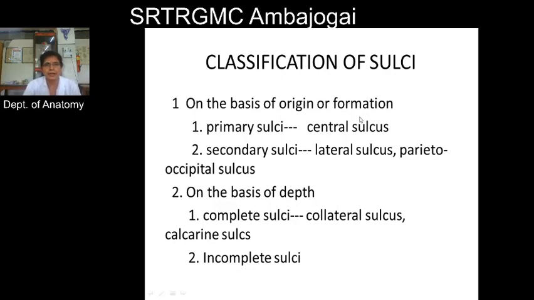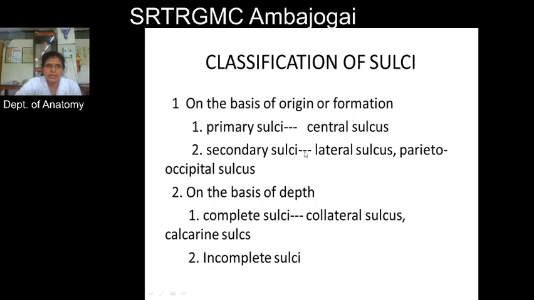These sulci and gyri are mainly formed due to the excessive fast growth of the cerebral cortex, and as the space within the cranial cavity is very less and the growth of the cerebral cortex is fast, to accommodate this excessive growth, these sulci and gyri develop. So they are developed due to the exuberant growth of the cerebral cortex. So the maximum sulci and gyri present on the cerebrum are primary sulci, developed due to exuberant growth of the cerebral cortex, and an example of a primary sulcus is the central sulcus.